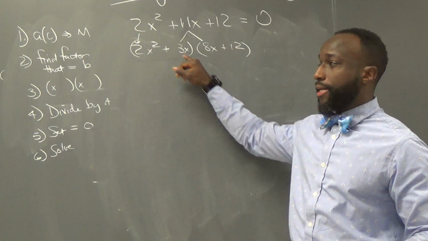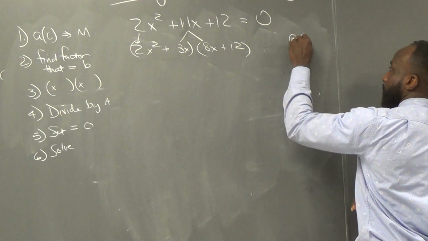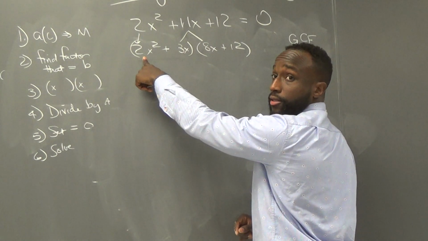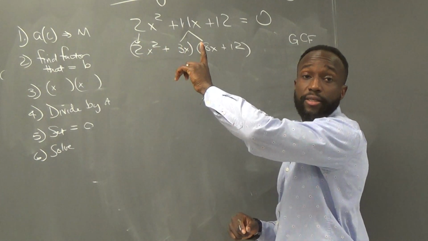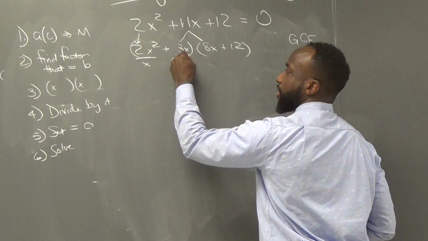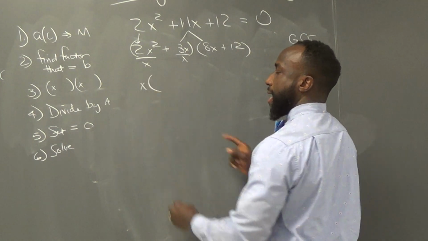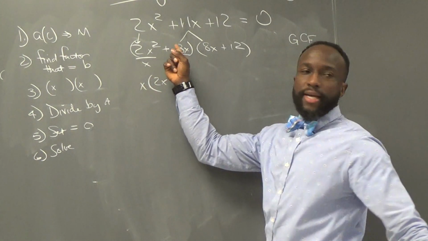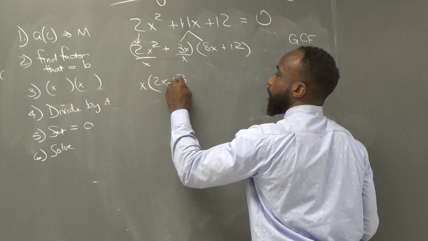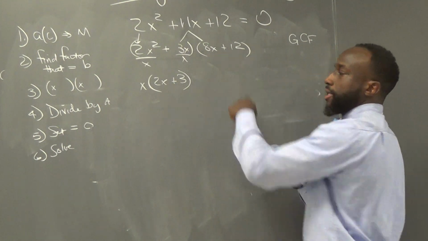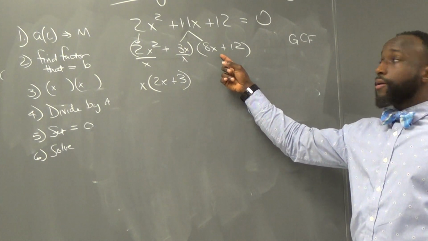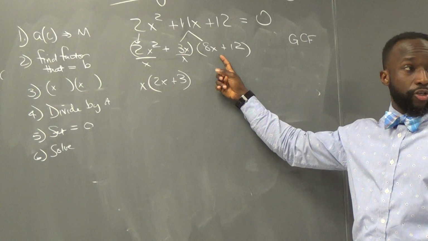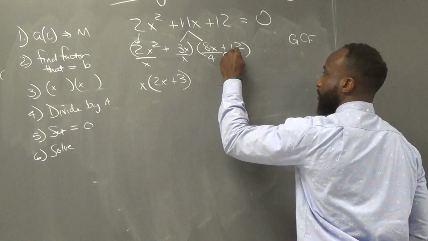So what you want to do here is find the GCF. What's the greatest common factor here? Just x? Yes. Okay, good, because there's an x here and an x there. So we'll put an x on the outside, and 2x squared divided by x is 2x. And then 3x divided by x is 3. Plus 3. Now here, what's the greatest common factor? 4. You sure? Yes. Alright, cool. 4.